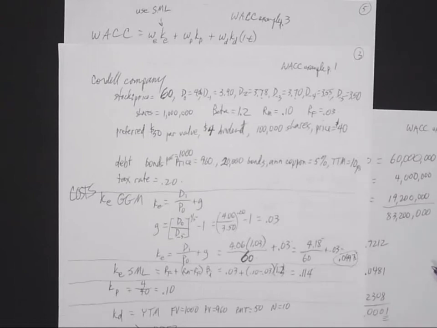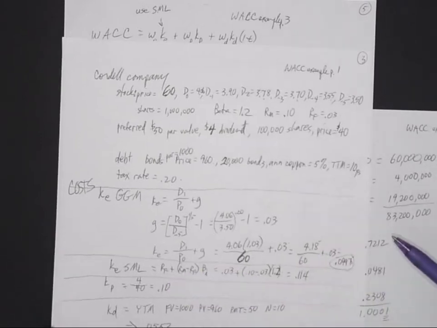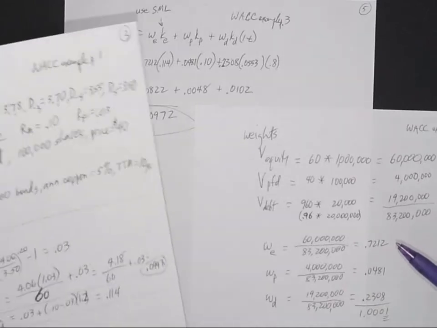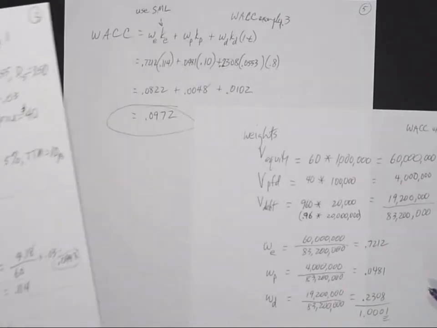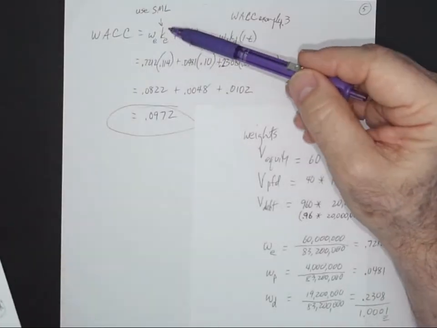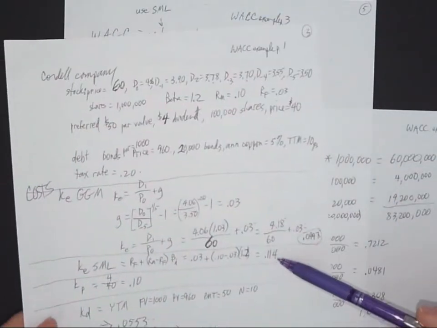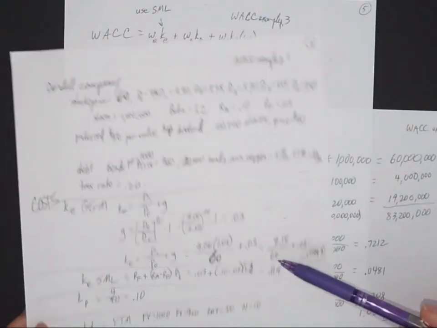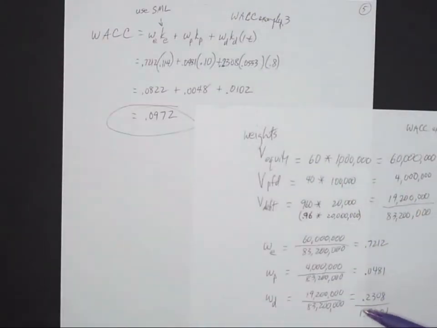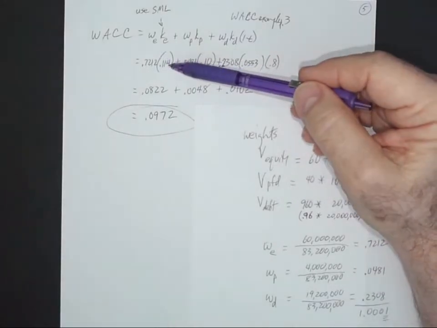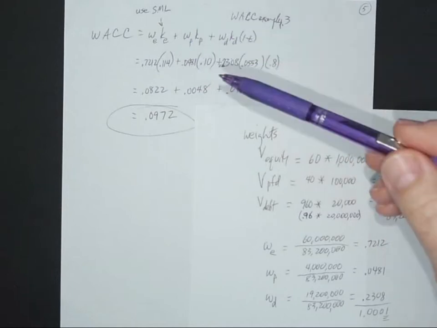So I might say use the SML version, because I'm going to have you calculate both. But I could say use the SML version, or I could say use the Gordon Growth Model version. And this one, I'm saying use the SML version. So the SML version was 11.4%. So we're multiplying 72.12% times 11.4%, and then we're going to go with preferred.